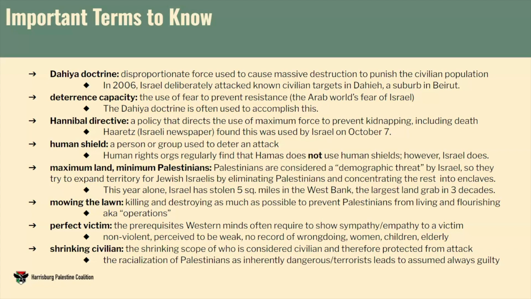And then the final term, shrinking civilian, the shrinking scope of who is considered civilian and therefore protected from attack. So the racialization of Palestinians as inherently dangerous or terrorists leads to them being presumed as always guilty. And Noura Erakat in her book Justice for Some talks a lot about how Israel has manipulated the law to shrink who is considered a civilian.